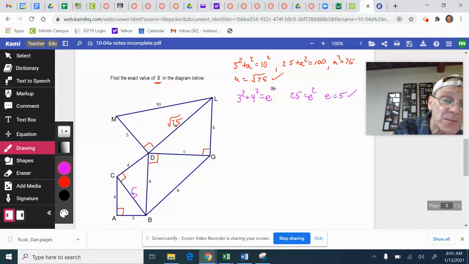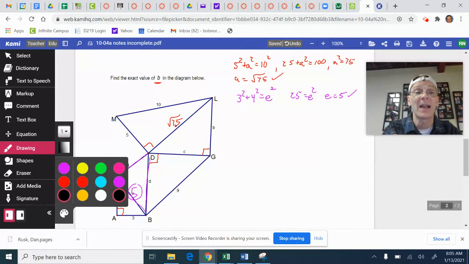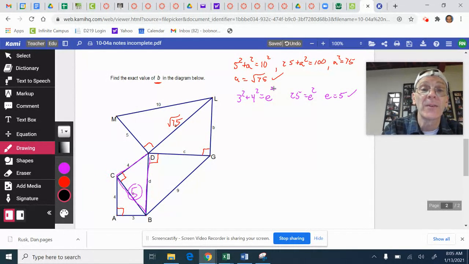We just put this 5 here in the picture, and look at this triangle here. Now we know 2 out of the 3 sides of that triangle. So we can find D now by writing 4 squared plus 5 squared is equal to D squared. This all adds up to 41 is equal to D squared, so D is equal to the square root of 41.